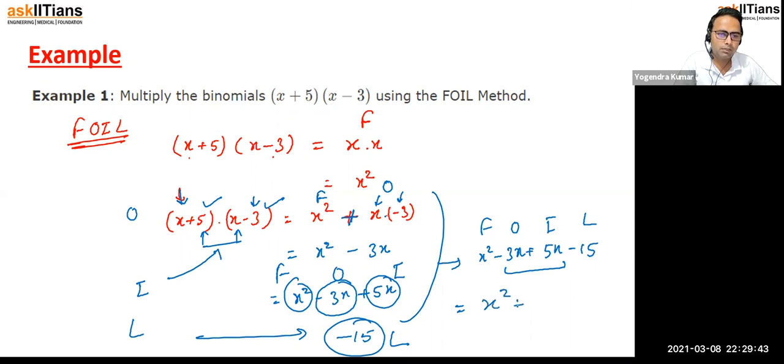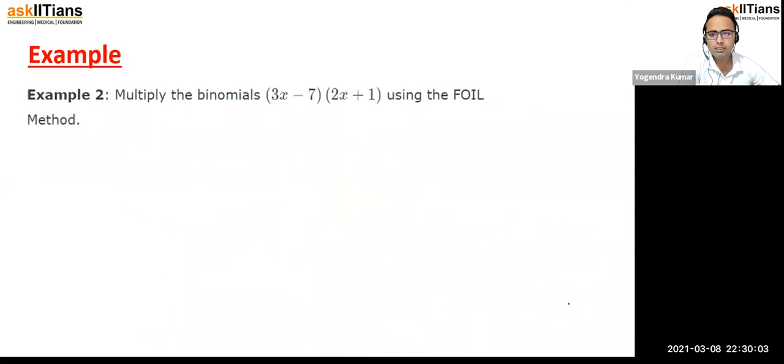x square plus 2x minus 15. This is what we got, right? I hope you're understanding this. This is what we are getting as the final answer. So this is how we are going to do it. So x square plus 2x minus 15, this is our final answer. Let's see one more example to understand it more clearly.